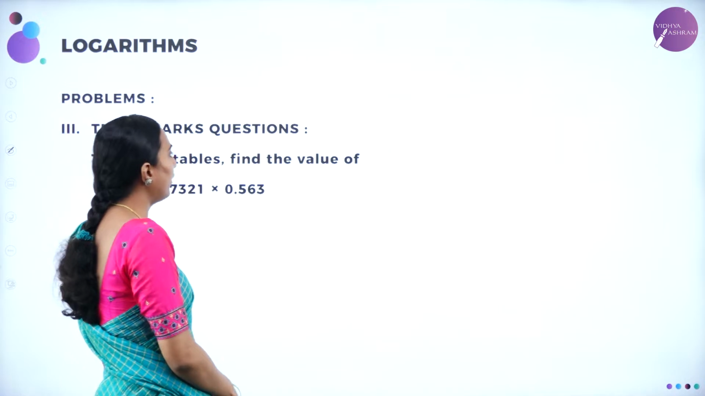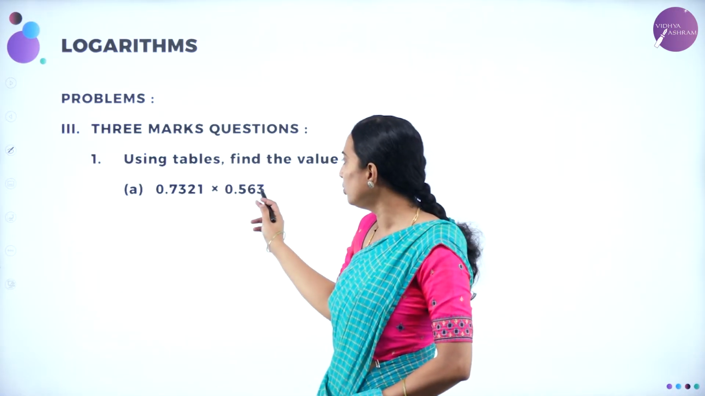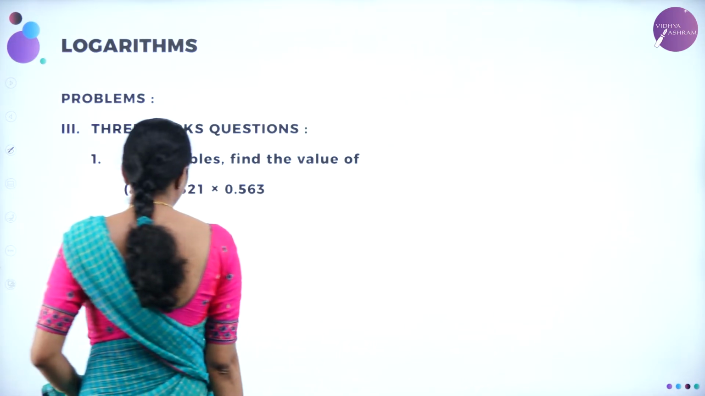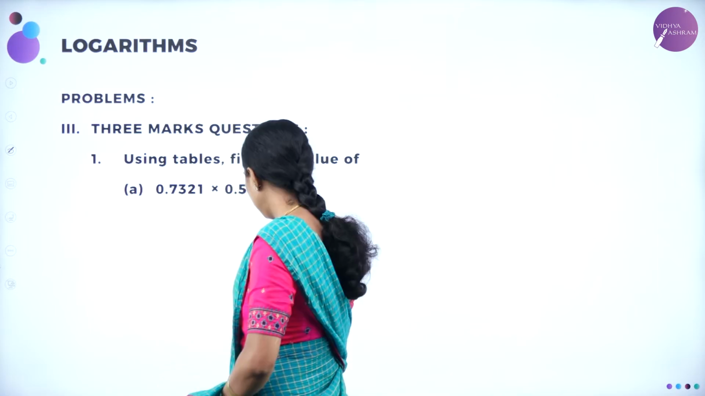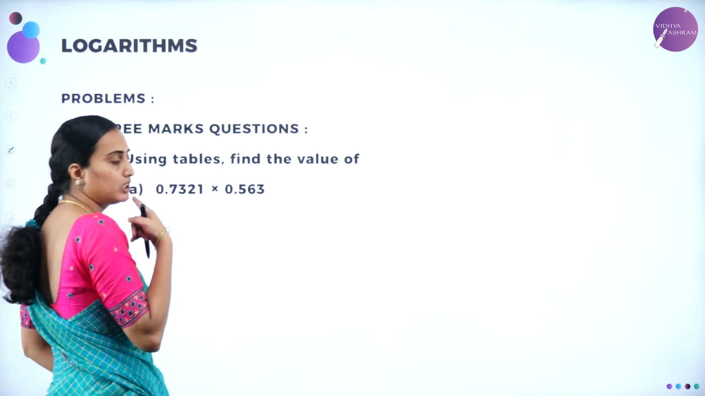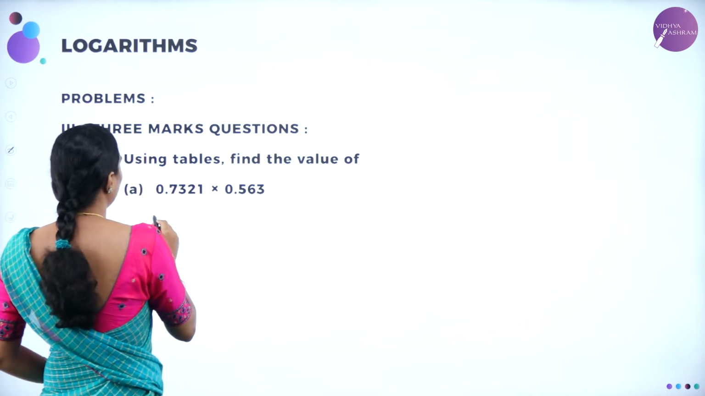Using the tables, find the value of 0.7321 into 0.563. So how are we going to find it using the table? Let me use the result here. What is that? Applying log onto the given problem. So applying log, what are you going to get?